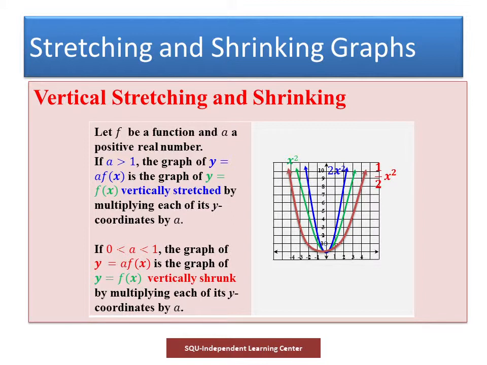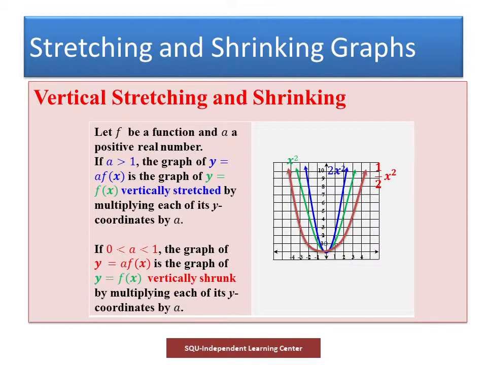So if we look at the curves in front of us, we see x squared, for example. This is given in green. And then we try to graph 2x squared. So we will find that the 2x squared is simply the vertical stretch of x squared. And we can see this very clearly if we have a look at 2x squared, which is in blue, and x squared, which is in green.